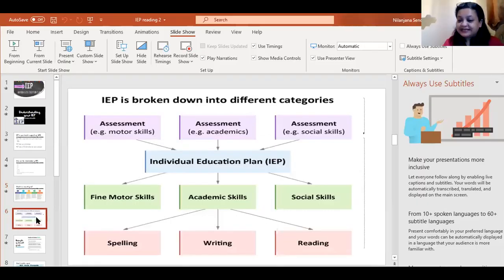Let me take you to the next slide. Here it talks about what the goals are broken into. Maybe you can just break it down into, you collect assessment from the therapists, the academic people, and the counselor, and then provide the kind of goals a child needs.